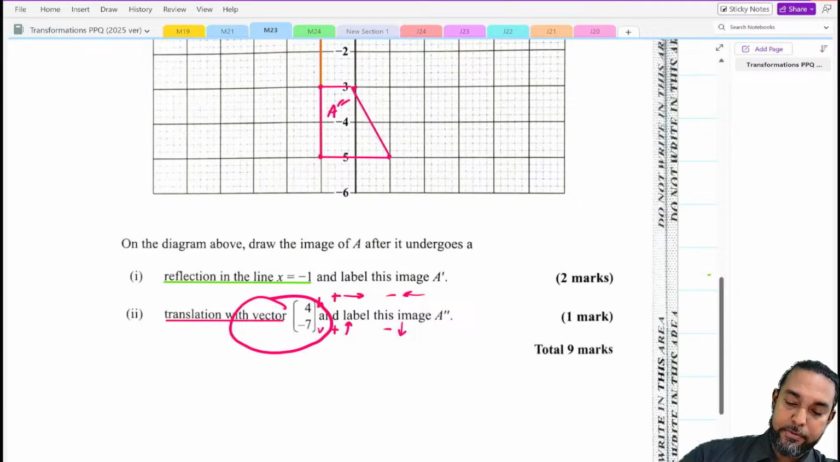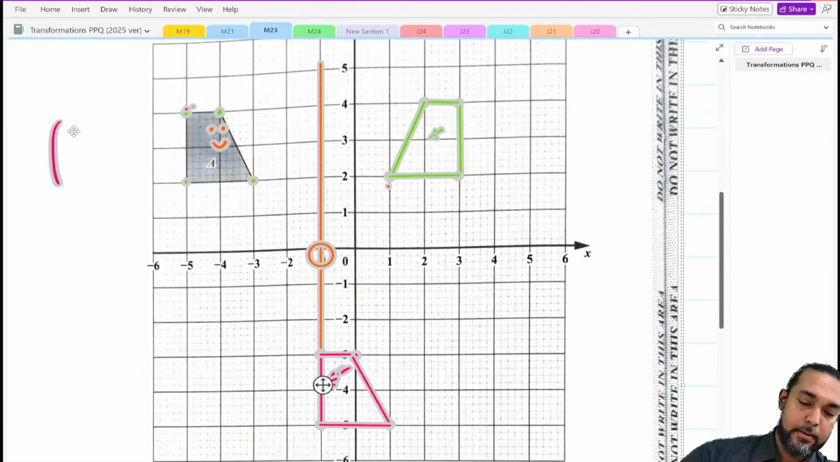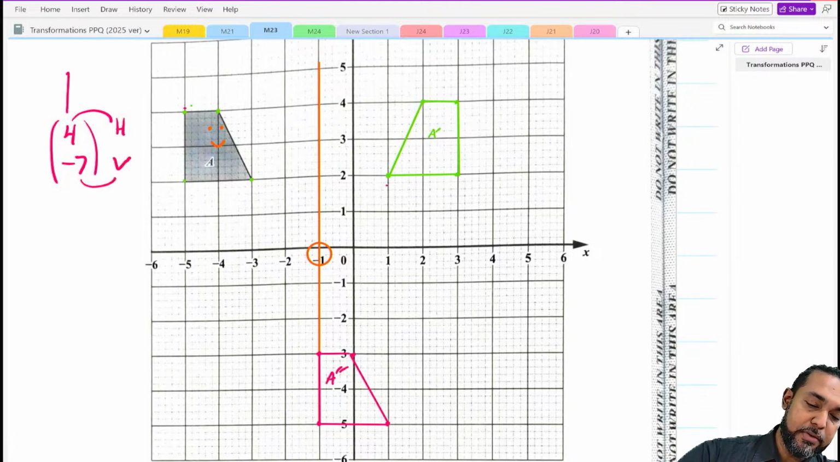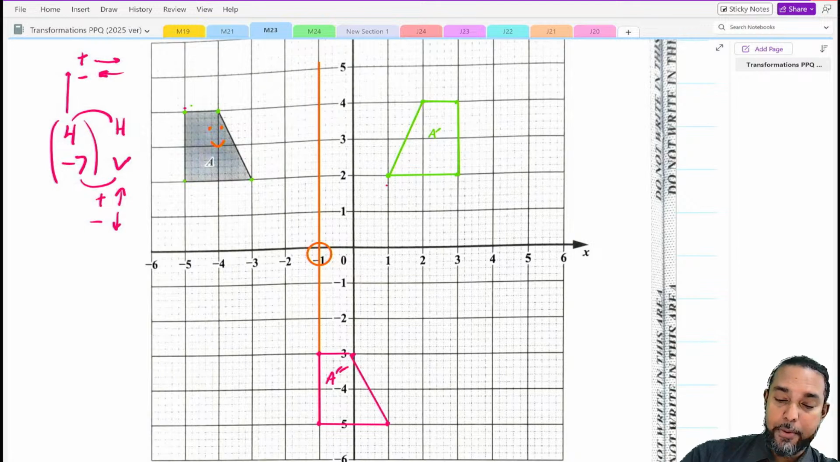The translation vector is 4, minus 7. The top component here is the horizontal shift. The bottom component is the vertical shift. If the horizontal shift is positive, we go to the right. If it's negative, we go to the left. So first question, the top component, is it positive or negative? So therefore, do we shift right or left? The bottom component, if it's positive, we go up. If it's negative, we go down. So is this component negative or positive? So are we shifting up or down?